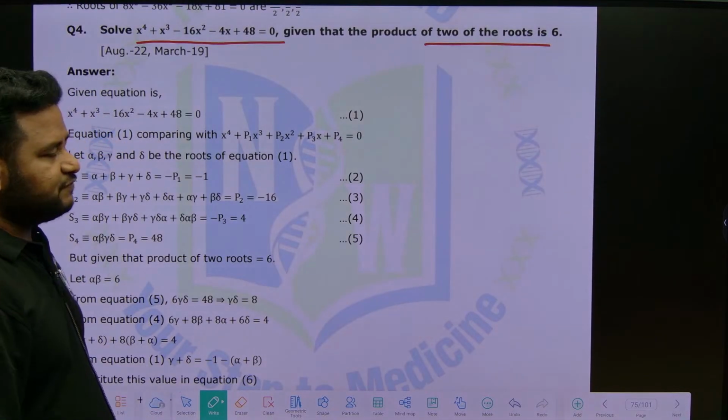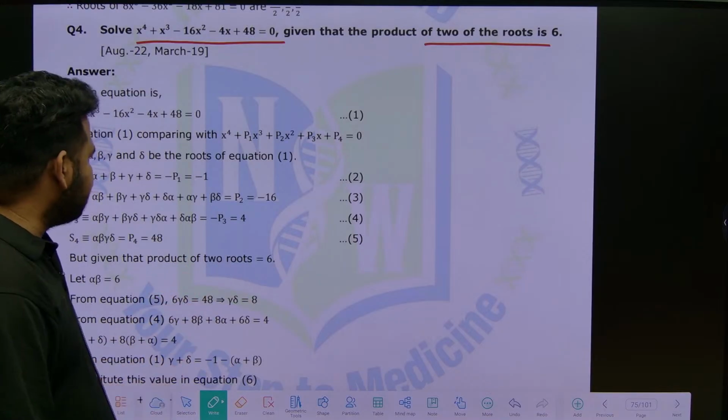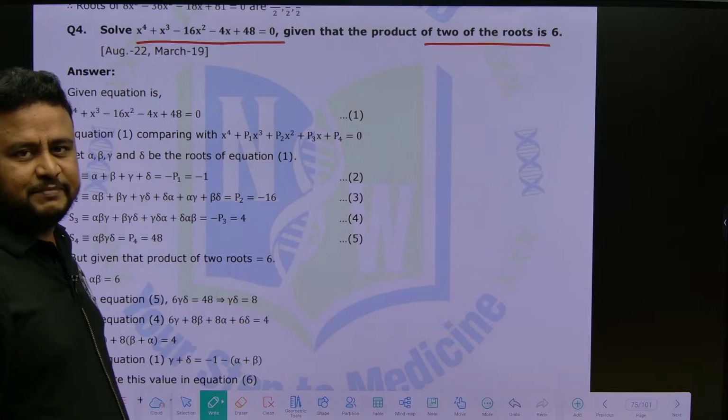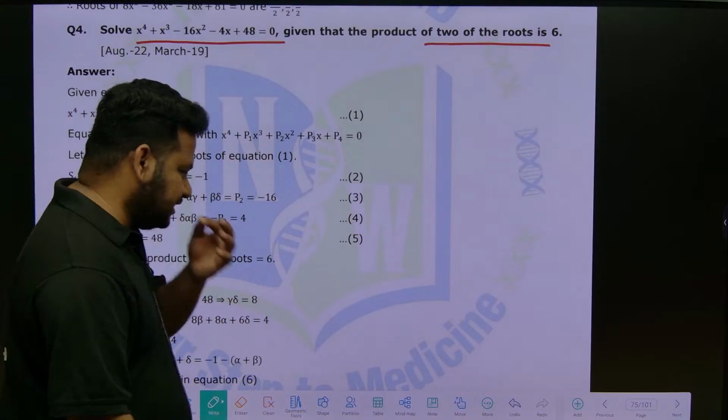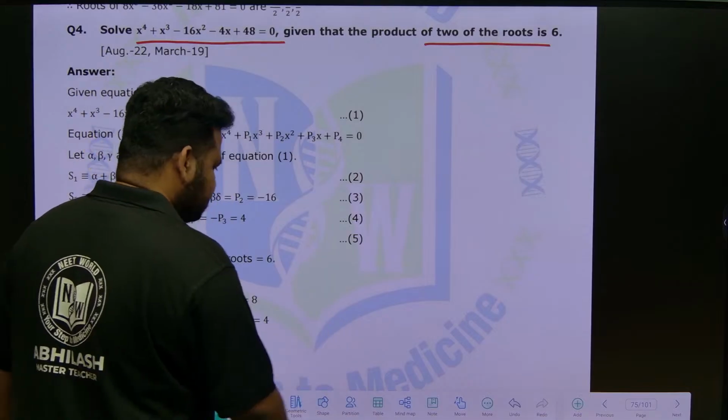Product of the two roots is given. Two roots are not given, the product of the two roots is given. So this is a biquadratic equation. If you know the concept of polynomials, this is very simple. Let us solve this. A little calculation intensive, but conceptually very simple. So let us solve this question.